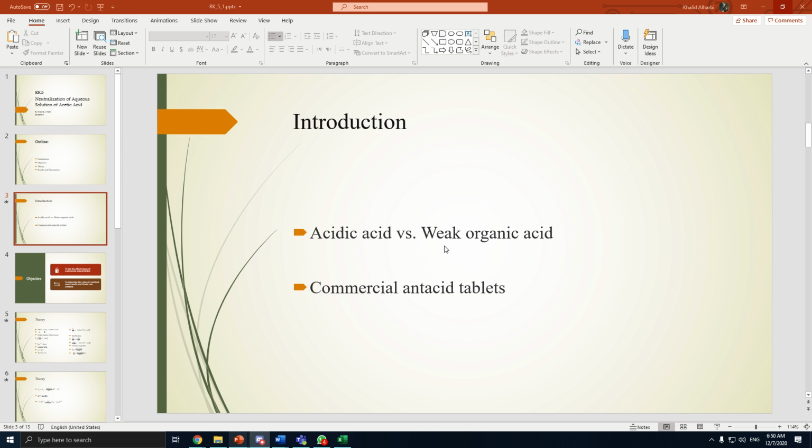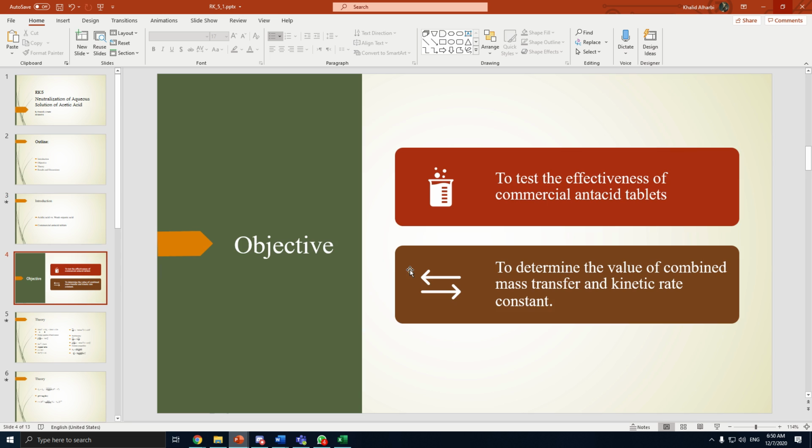Now, as an introduction, the experiment at hand is a good representation for what happens in the body with stomach acid. When the acidity or the pH of the organic acid in the body goes low, the solution would be to take an anti-acid commercial tablet, which is what brings us to the objectives of the experiment.